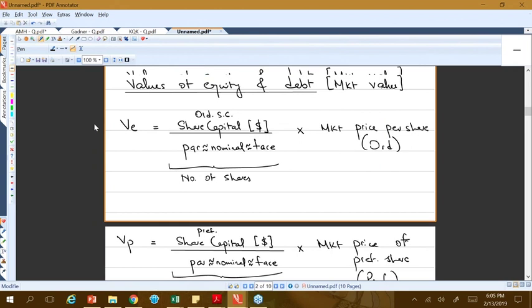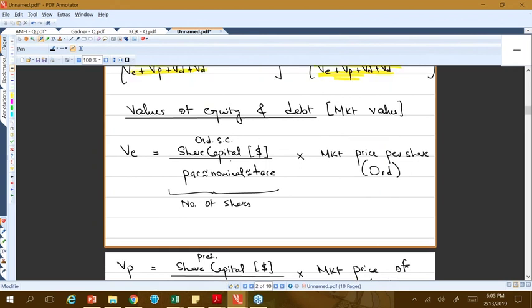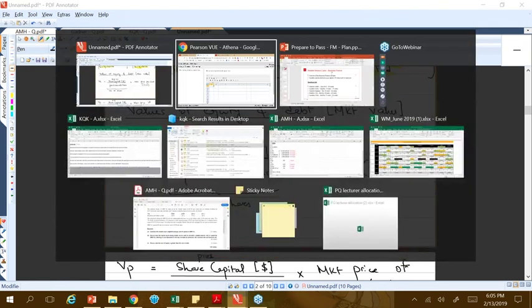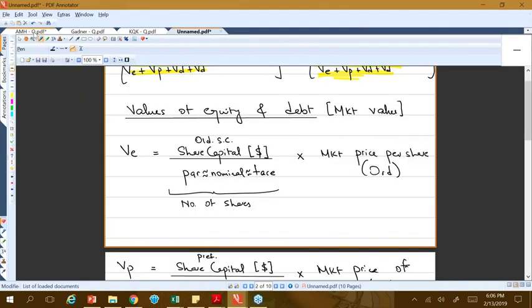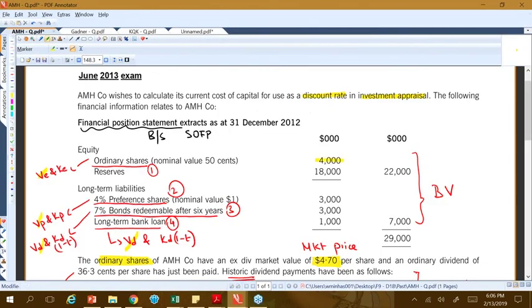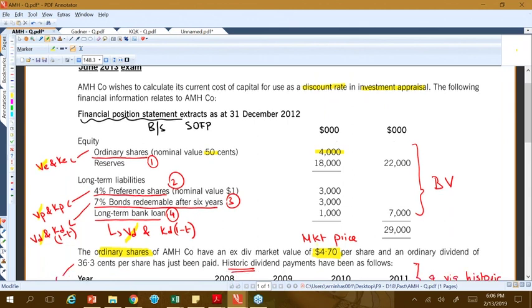VE is the ordinary share capital in dollar terms over the par value of the shares into the market price per share. So what is the ordinary share capital here? Well, the ordinary share capital is $4 million. What is the par value of these shares? 50 cents. And what is the market price of the shares? That was the 4.70. So $4 million is the share capital in dollar terms, par value is 50 cents, and then the market price is 4.70.